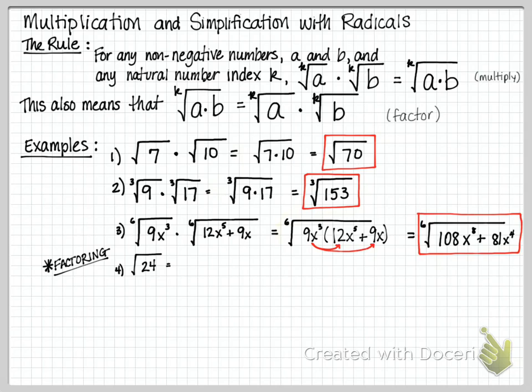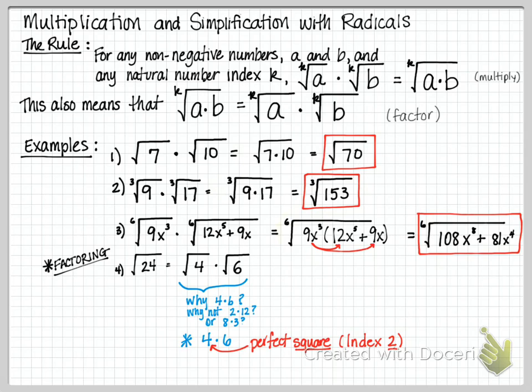And here's another problem. At this time, we're going to be working with factoring. So we're starting off with the square root of 24, and we think about that, and we can break it up into the square root of 4 times the square root of 6. But why did I use 4 times 6? Why not 2 times 12? Or why not 8 times 3? All of those could have gotten me 24.